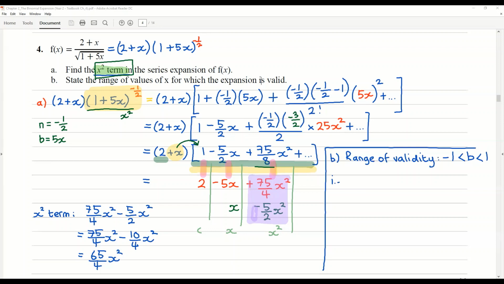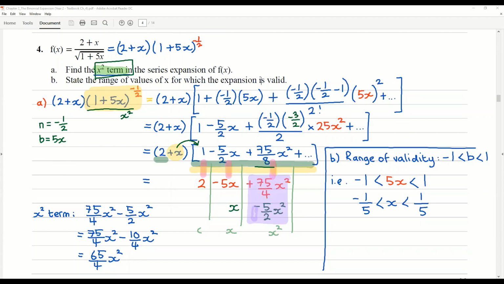So i.e. you're going to sub in 5x into that. Okay, and all I have to do is divide by 5. There's no negatives to worry about here. So this is going to be -1 over 5 less than x less than 1 over 5.